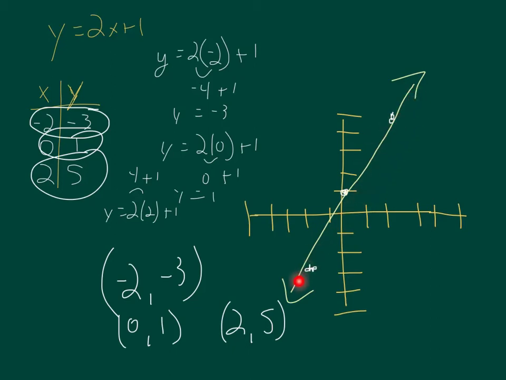Anytime I find a number on this line, that x and that y value can be placed in for the x and the y values of this line. This is called the equation for that line.